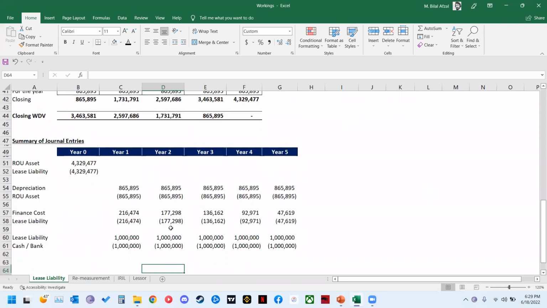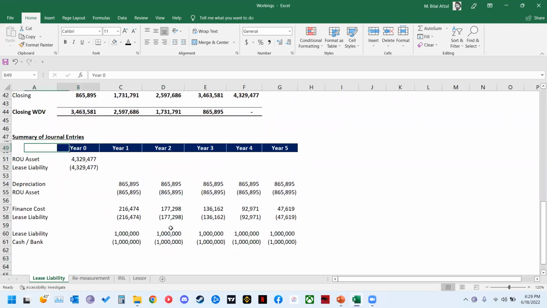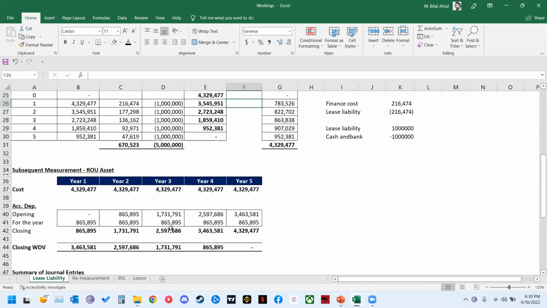So if I summarize all the entries which we will be posting over the course of 5 years, it would be like this. At the year 0, at the inception of the date, initial recognition, we would be booking the right of use asset against the lease liability. In the year 1, we would be booking the depreciation expense on the right of use asset. We will be booking the finance cost on the lease liability, and we will be paying the rental under the lease agreement. And same practice will continue for the 5 years. And by the end of 5 years, there would be no lease liability and there would be no right of use asset. Okay.